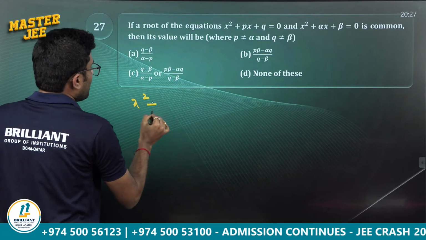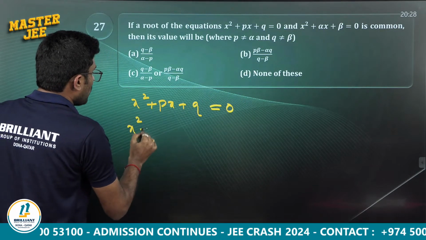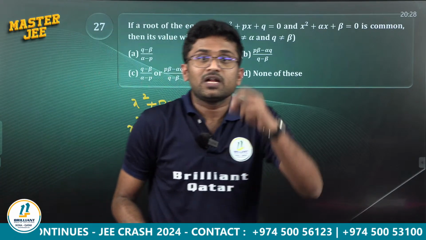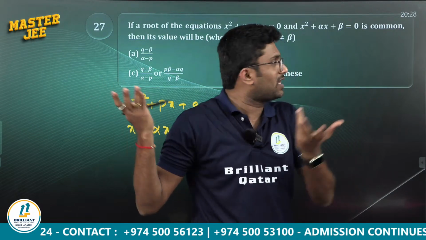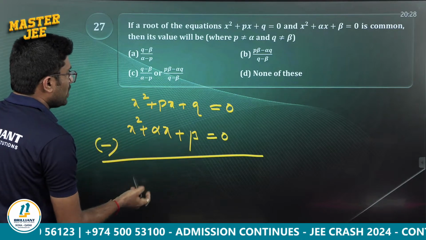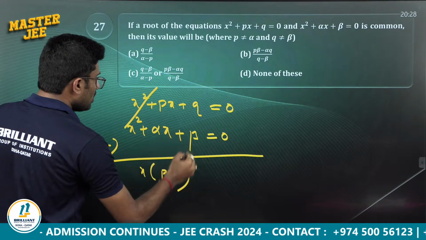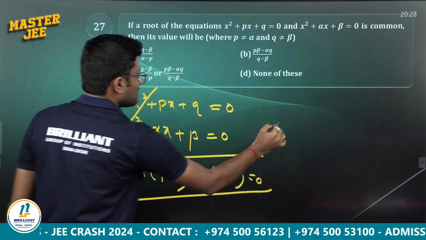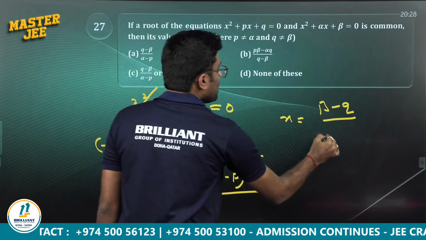See, now x square plus px plus q is equal to 0, one quadratic equation. x square plus alpha x plus beta is equal to 0, another quadratic equation. These two quadratic equations have one root common. Let that root be k. We just subtract these two equations. What happens? x of (p minus alpha) plus (q minus beta) is equal to 0. From here we get x is equal to (beta minus q) divided by (p minus alpha).